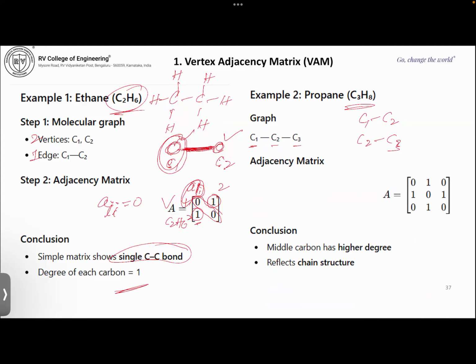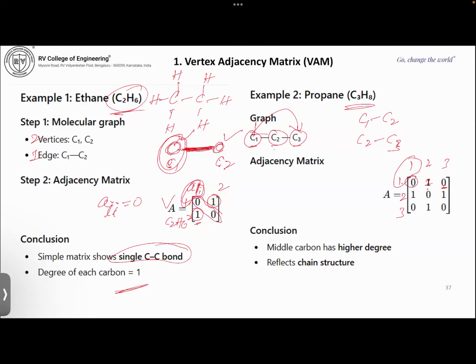So therefore, the adjacency matrix for this one is: rows and columns 1, 2, 3. C1, C1, A11 is equal to 0. So 1 and 2 are connected, so C1 and C2 are adjacent. Therefore, it is defined as 1. And 1 and 3 are not connected, so these two are not adjacent. Therefore, it is labeled as 0.